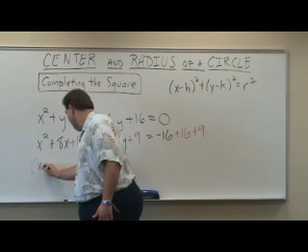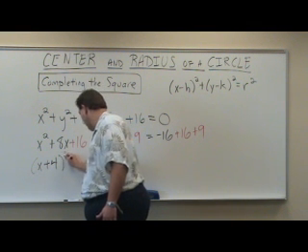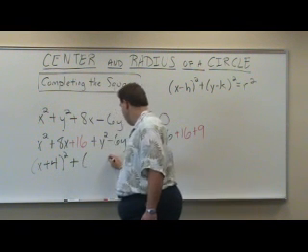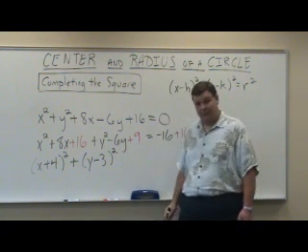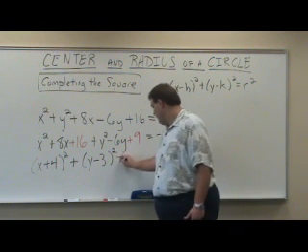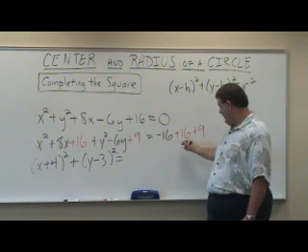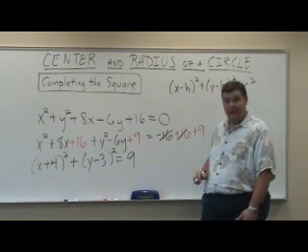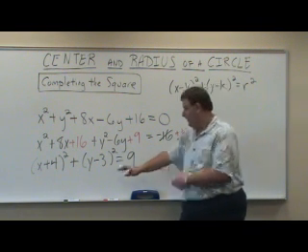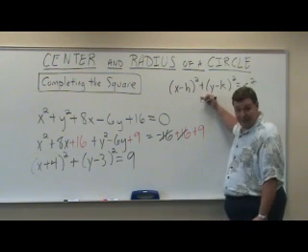This is going to be x plus 4 squared. This is going to be y minus 3 squared. And on the other side, negative 16 and 16 cancel, so all I have left on the other side is 9. Now, does that look familiar? Because that is the format we were shooting for.